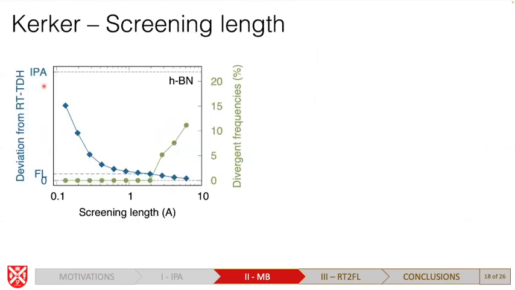We can illustrate this by plotting in blue the deviation of the Floquet TD Hartree spectrum with respect to the real-time TD Hartree.